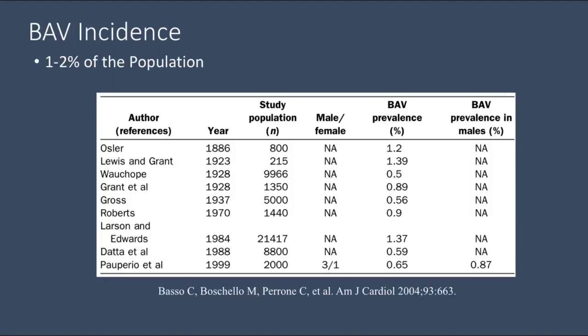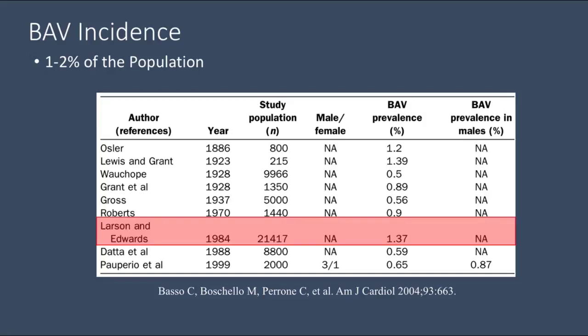So as many of you in this audience are fully aware, bicuspid aortic valve is the most common congenital abnormality. And there have been a number of studies looking at BAV incidence. The most often quoted is that by Larson and Edwards. It was published in 1984, and it was a necropsy study. They had over 21,000 necropsies, and they found that about 1.4% had a bicuspid aortic valve.